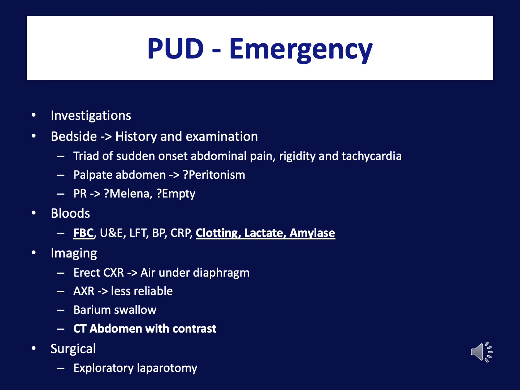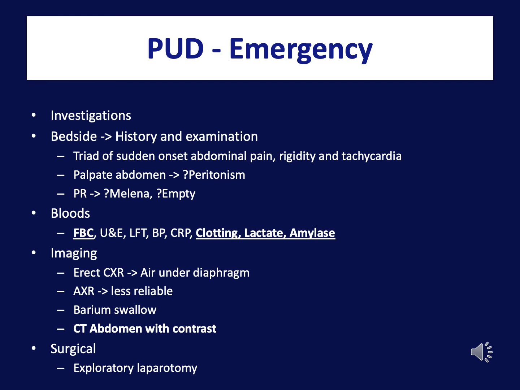In terms of blood, it's similar, except you'd include a clotting in case they need an operation, or to see if there's any coagulopathy causing a bleed. You'd also send a lactate and an amylase to exclude other causes of an acute abdomen. In terms of imaging, you want to do an erect chest X-ray to see if there's any pneumoperitoneum or air under the hemidiaphragm. Abdo X-ray is less reliable.